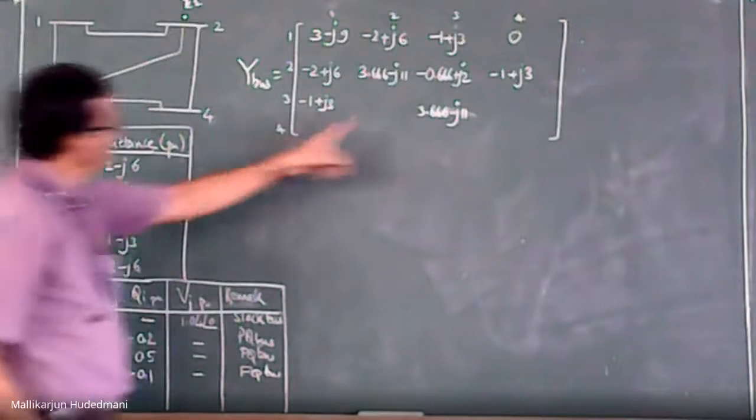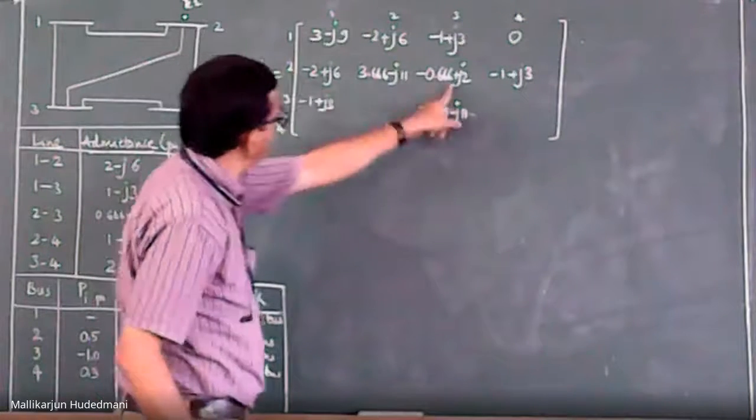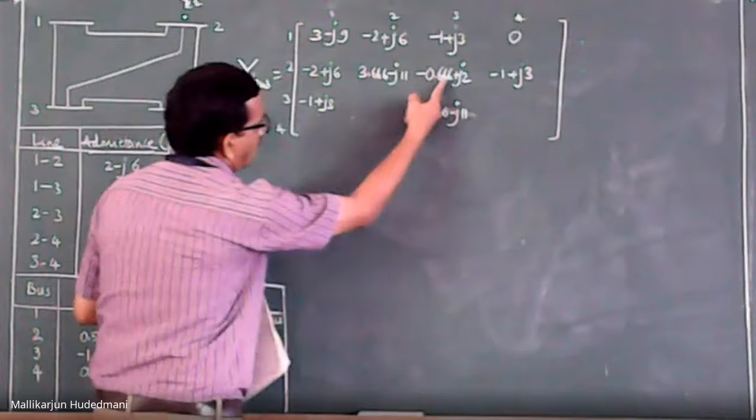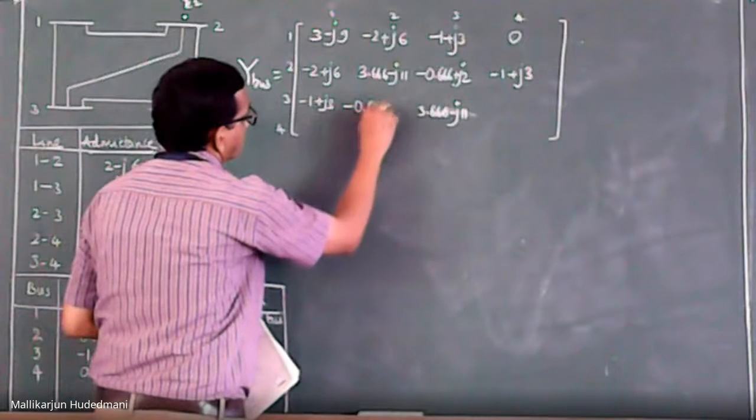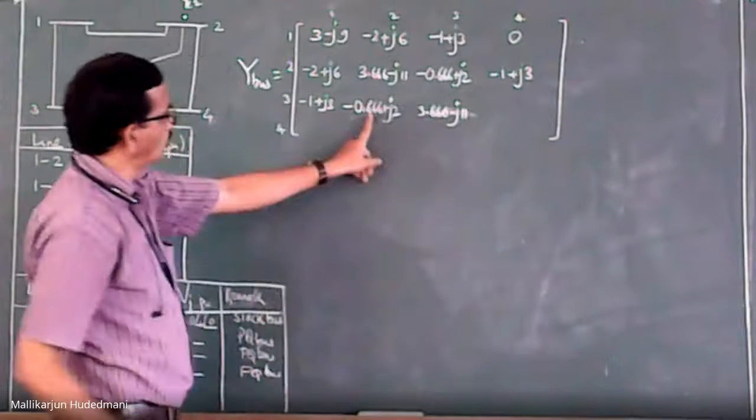Then what is this? Bus 3 to 2, 3, 2. It is done. 2, 3 is ready. 2 to 3 is ready. It must be 3 to 2. So this also I copy paste here. This becomes minus 0.666 plus J2.